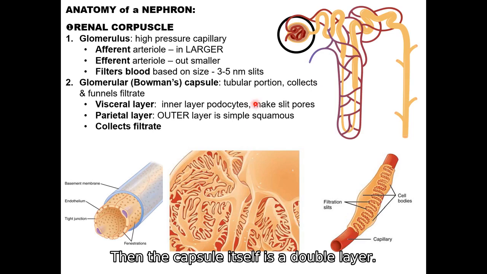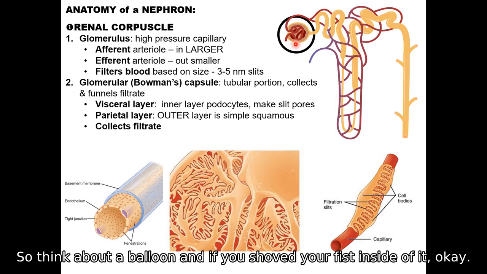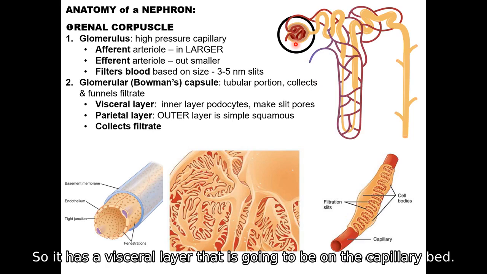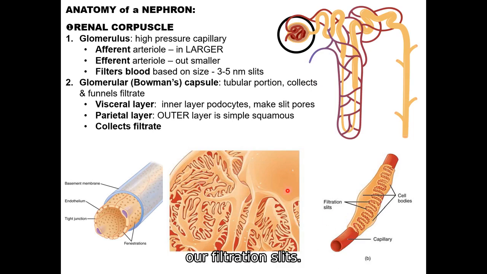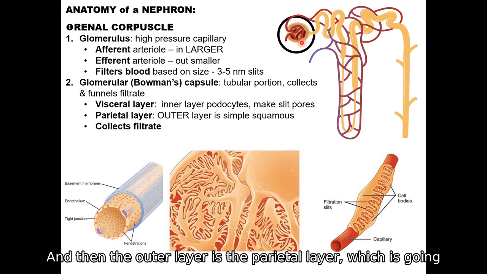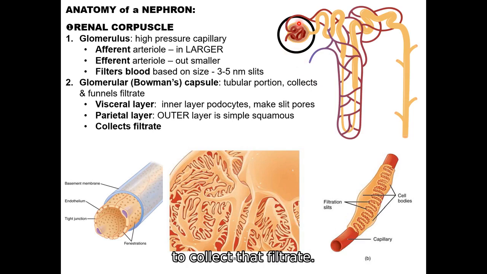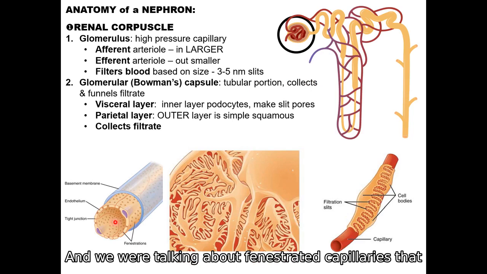It's very pretty. Then the capsule itself is a double layer. Think about a balloon, and if you shoved your fist inside of it. So it has a visceral layer that is going to be on the capillary bed, and these cells have little foot extensions, called podocytes, that are responsible for making our filtration slits. And then the outer layer is the parietal layer, which is going to collect that filtrate.